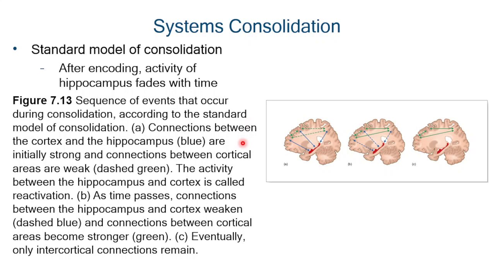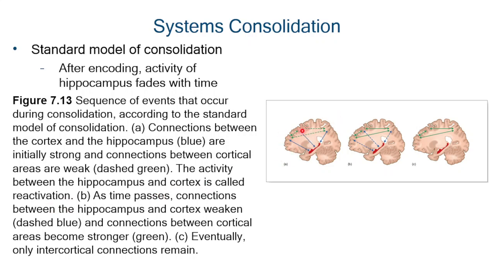And then we see that because the arrows are not dotted lines, the connections are initially strong, and the connections between the cortical areas, these are the cortical areas, are quite weak. So we have the dotted or dashed arrows, which are represented by green here. Okay. And then later, the activity between the hippocampus and cortex is called the reactivation.